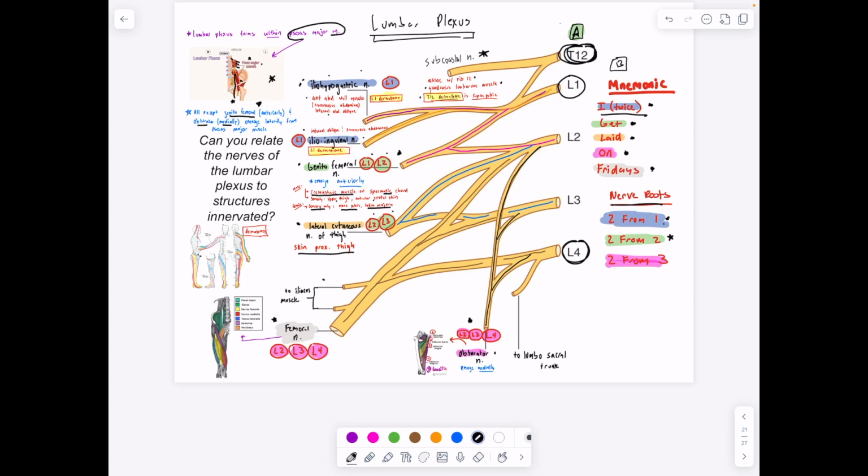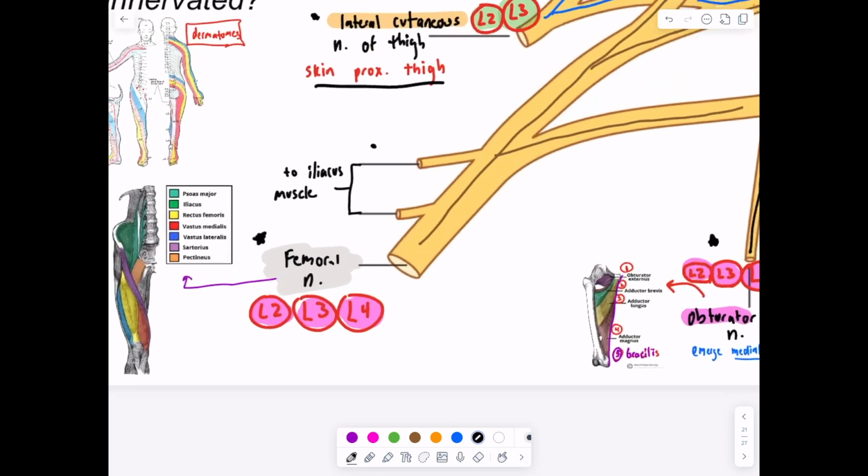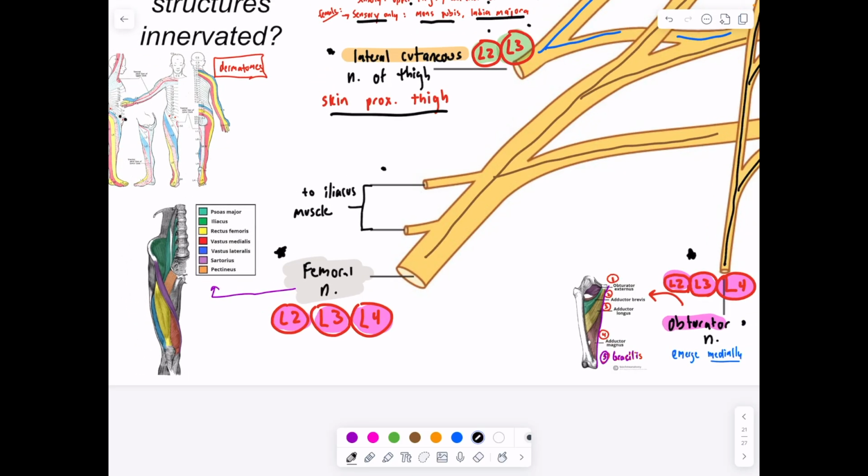On is for the obturator, and Fridays is for the femoral nerve, and they correspond with 2 from 3. So the obturator and femoral nerves come from L2, 3, and 4, the ventral rami. The femoral nerve we're familiar with, and it's innervating this whole thing: part of psoas major, iliacus, rectus femoris, vastus medialis, vastus lateralis, sartorius, and pectineus.